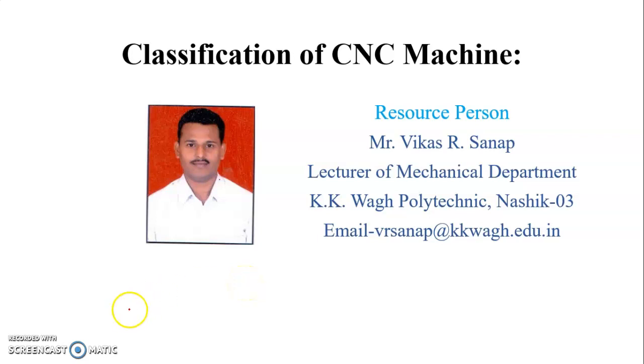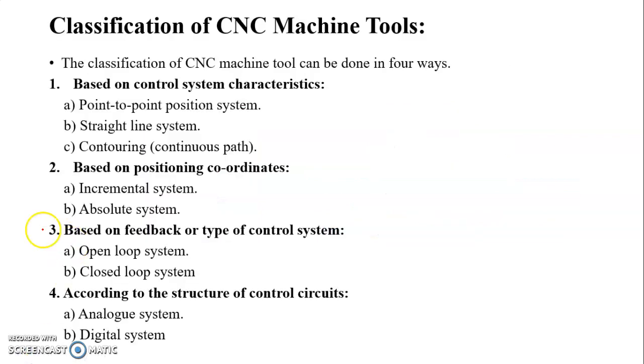Friends, today we are going to discuss the classification of CNC machines. The classification of CNC machine tools can be done in four ways. The first one is based on control system characteristics.